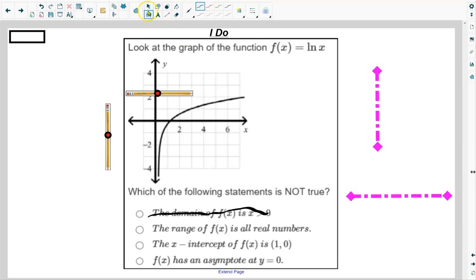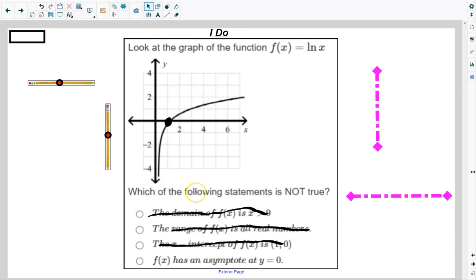So no matter how you write it, you have to understand what you're writing, and that's probably what's happening. The x-intercept of f of x is 1, 0. Right. So we can see that if we go to 1, 0, it looks like that is true.